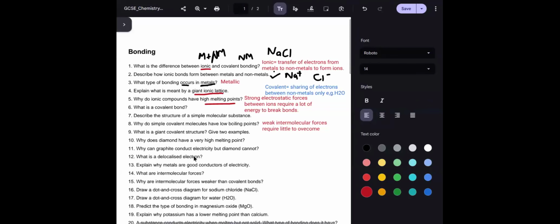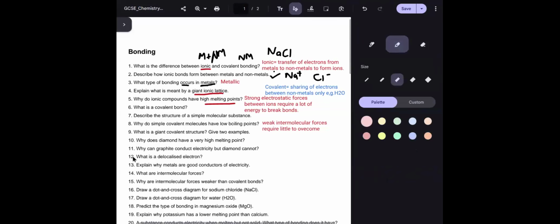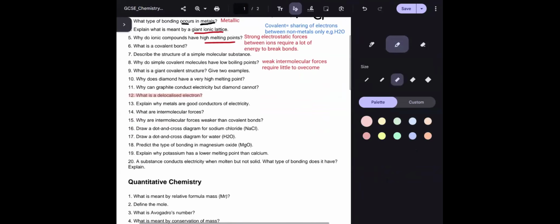Okay, let's go to question 12. It says, what is a delocalized electron? So we just discussed this. How would you define a delocalized electron? What does define mean? How would you describe it? Can you remind me what the delocalized means? Delocalized means it doesn't have any specific location in the structure. It can be anywhere.